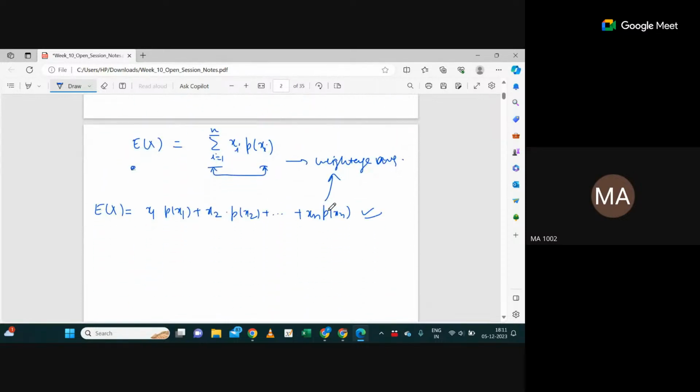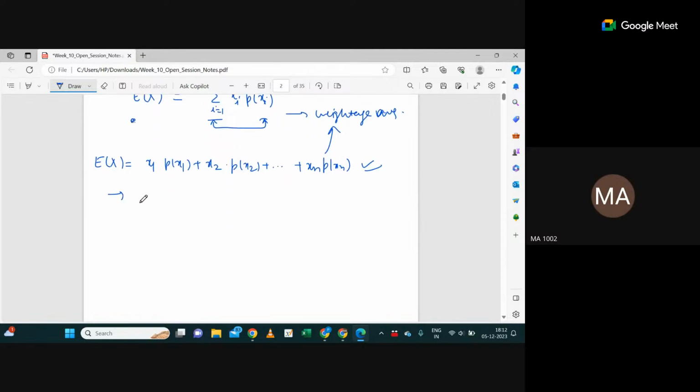So the expectation of any discrete random variable gives us information about the weighted average of that random variable. In simple terms, I can say it's a long run average. What do you mean by long run average?